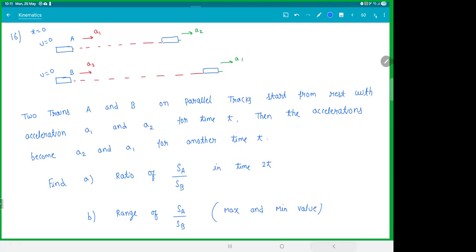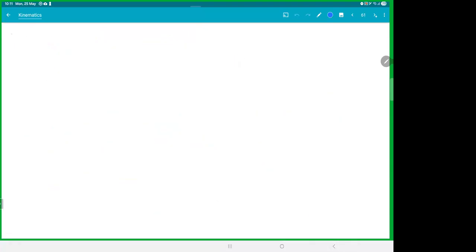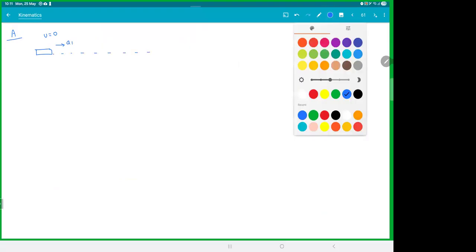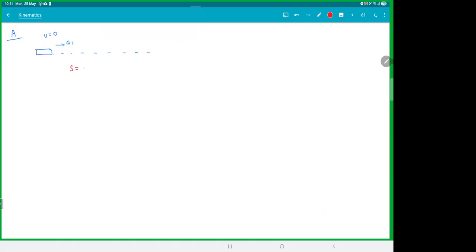So let's see the first part. You just have to draw the picture carefully. Let's talk about A first. Your A is starting at rest. Acceleration is A1. So you will travel some distance. How much will you travel? S is equal to, we are using the formula ut plus half at square. What is the initial velocity? 0. Acceleration, A1. Time, t square.